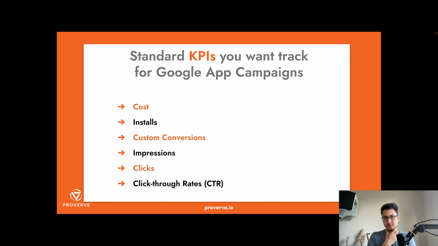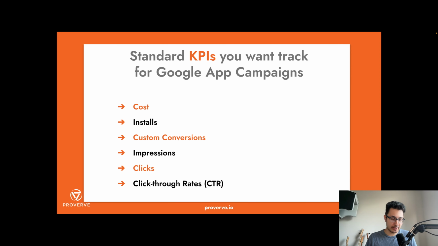So what are standard metrics and dimensions we can see within Google App Campaigns, or standard KPIs, key performance indicators? We'll breeze through this fairly quickly. The first one is cost. This is very obvious. This is how much your campaign has spent. Installs, these are app installs specifically. Custom conversions, which we'll talk about in a couple of seconds. These are conversions that you pushed out from your mobile measurement partner onto Google Ads.